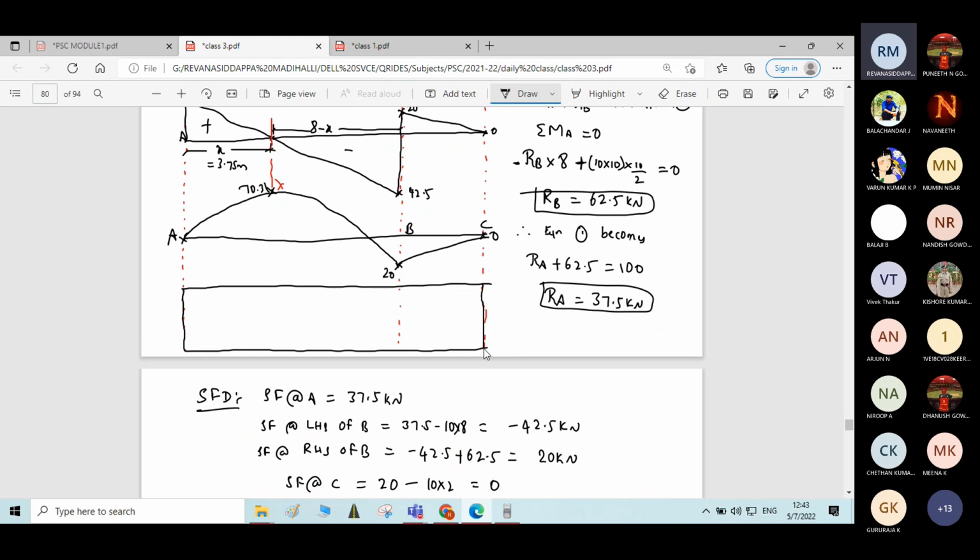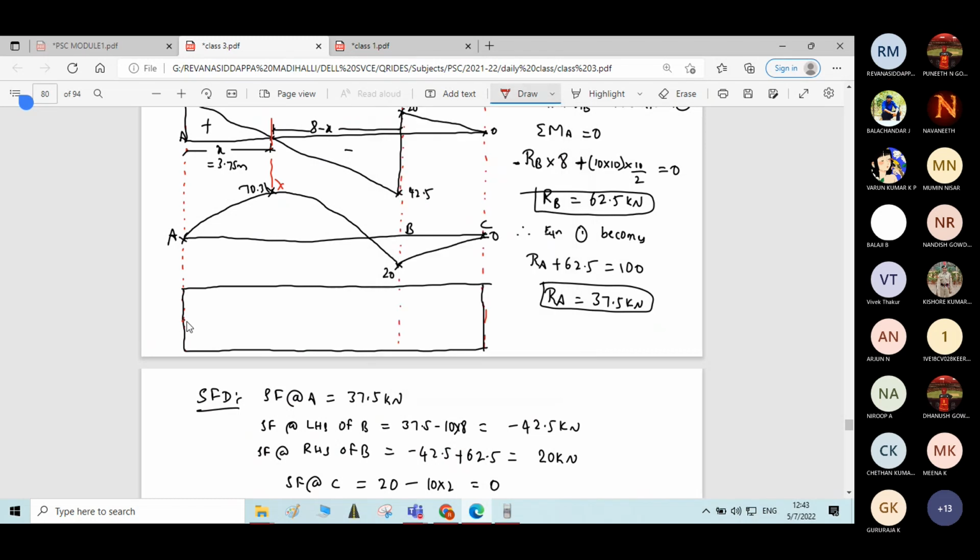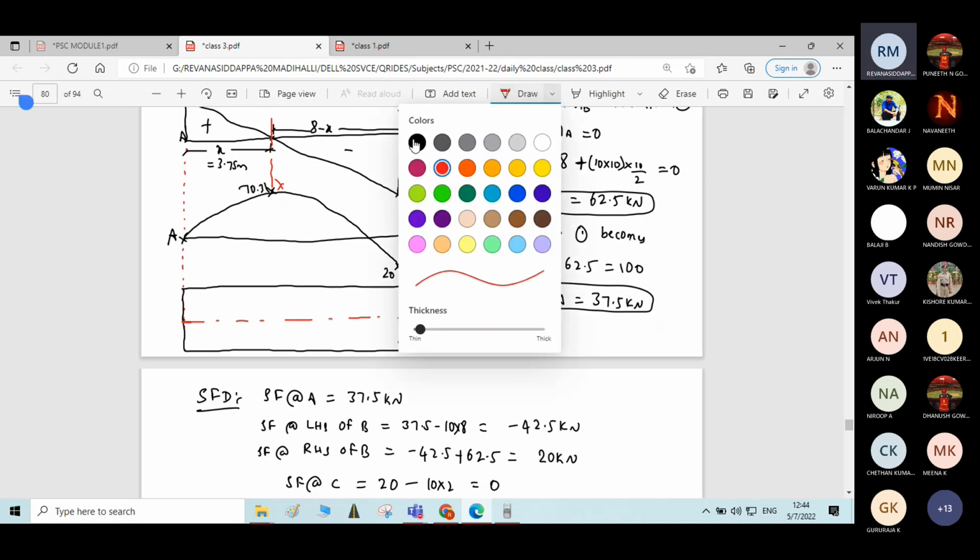Draw the longitudinal section of the beam. Then draw the central axis.